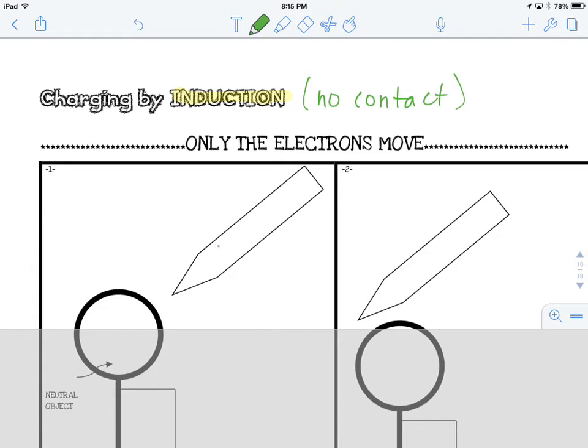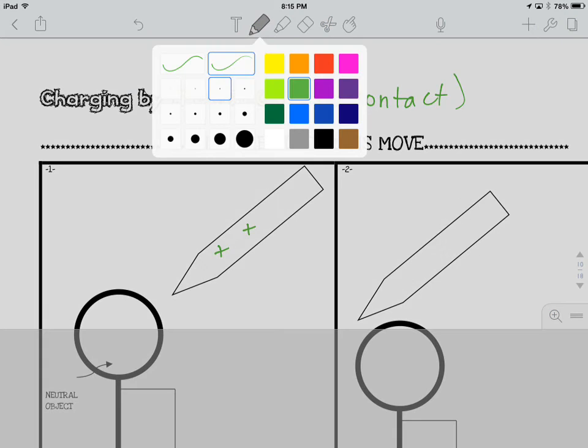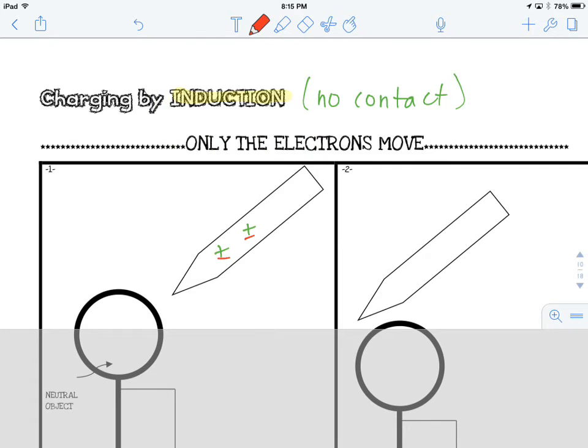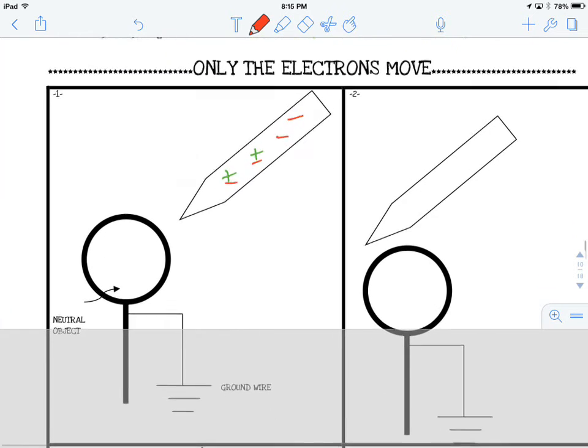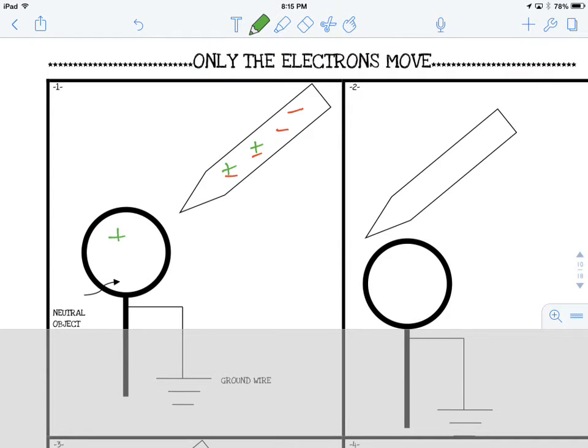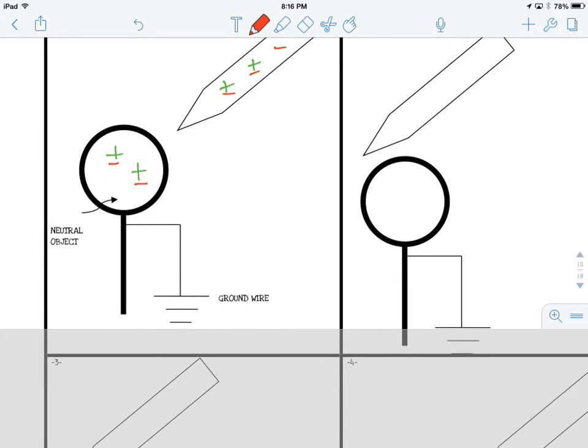So let's say we have, we'll go with our example, an ebonite rod, and it's got a couple extra charges. And we've got our neutral object right here, and it's got basically electrons and protons all balanced. And what happens is that we attach to the neutral object a ground wire, which is connected here, which gives electrons an escape route.